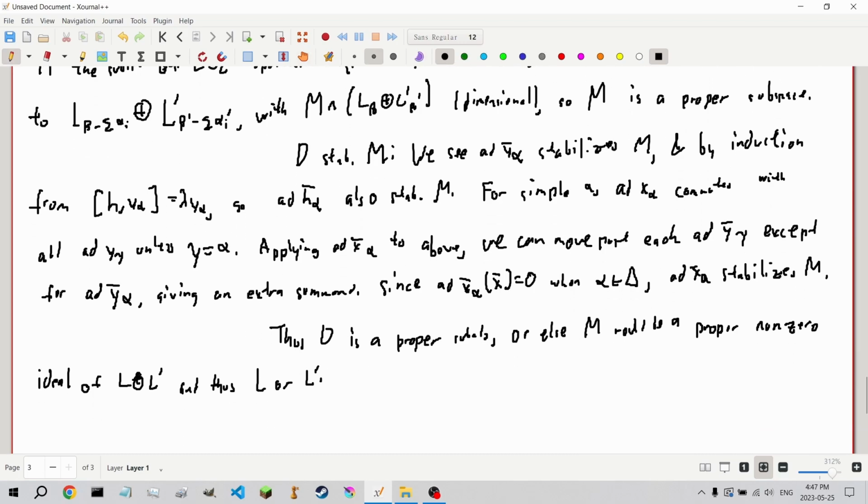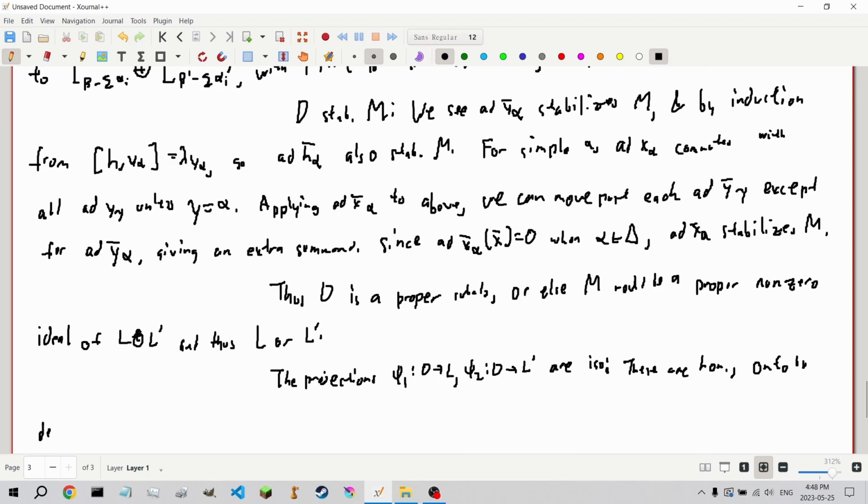Now we claim the projections. They don't label them, so I'm just going to use a one-off term here. Projections, call them C1 of D onto L, and C2 of D onto L prime, are isomorphisms. So essentially we can have an isomorphism between the two by going backwards, by taking whatever we're in up to D and then down to the other side. I'll show they're isomorphisms. These are homomorphisms, trivially, and onto by the definition of our diagonal, or it's more of a pseudo-diagonal.